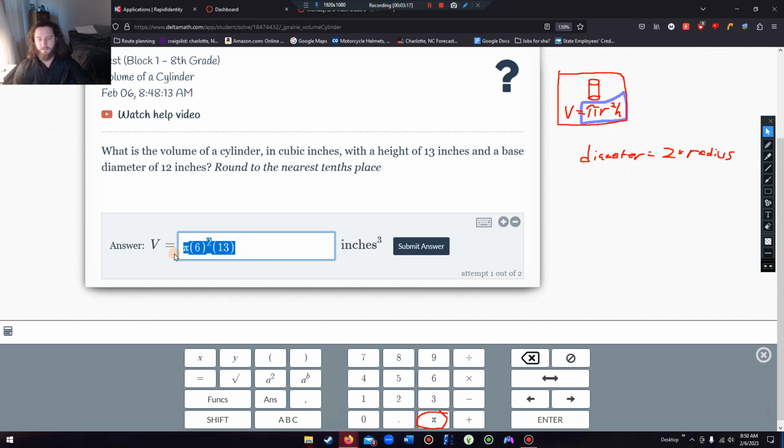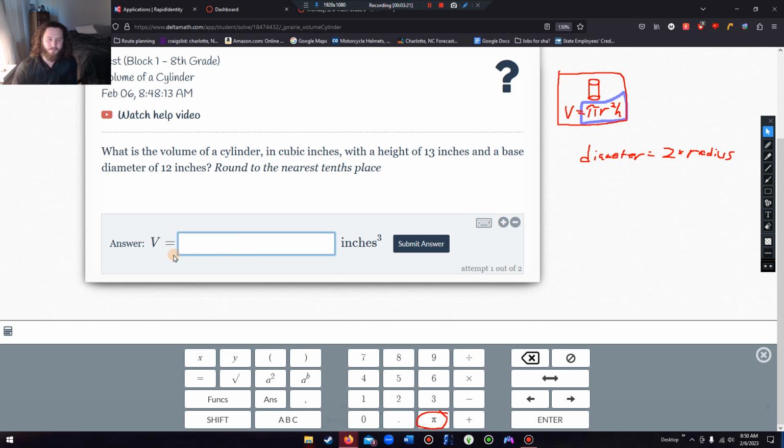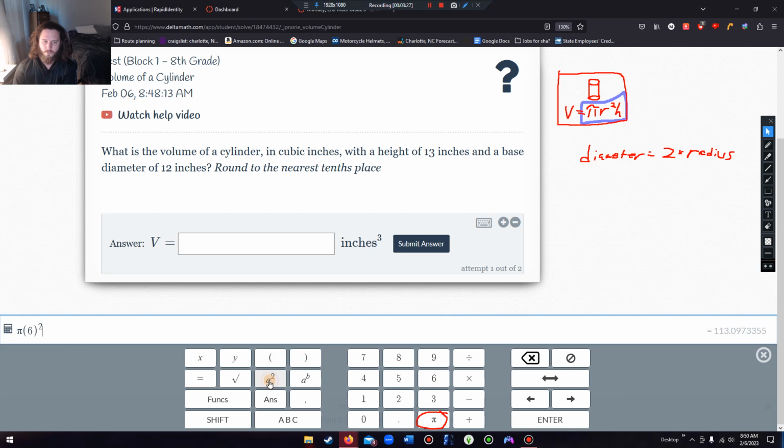And I just typed this into the wrong place. Typing that in there will get me the wrong answer. Oops. Type it into where the calculator goes. Pi times 6 squared times the height, which is 13. And it gives me an answer way over here.